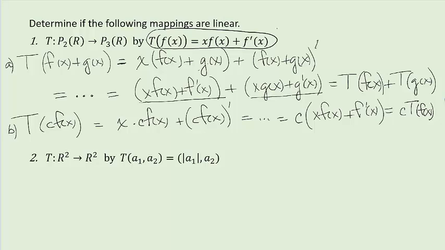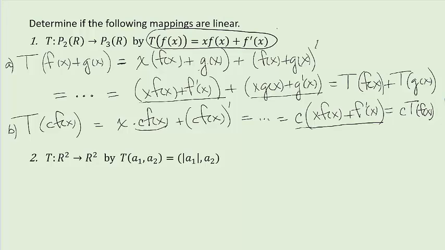Then for part B, I decided to do that separately. T of c times the function f of x. Again, use the definition. It's x times the function plus the derivative of that function. And you know that the derivative of a constant times a function is the constant times the derivative of the function. So again, with maybe just one additional step, factoring out the c, we get to c times T of f of x. So T is a linear transformation.